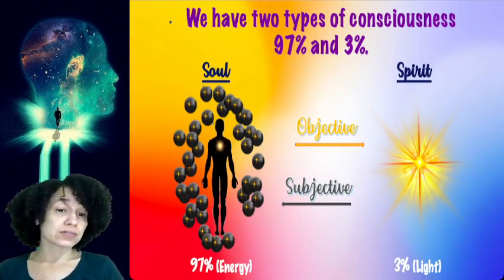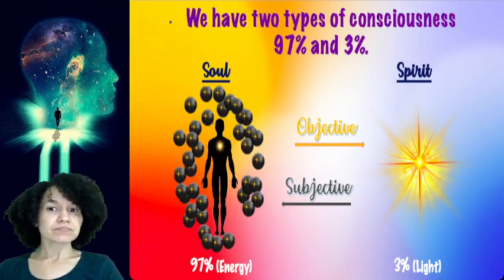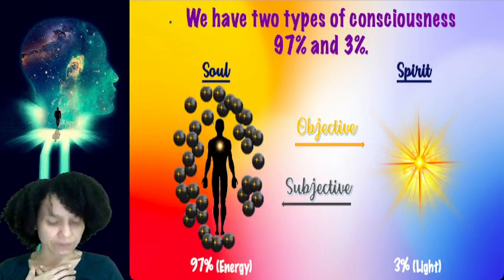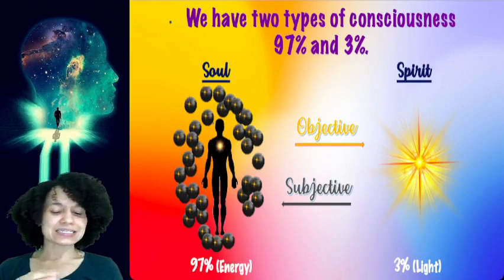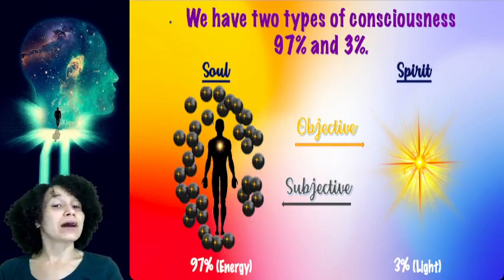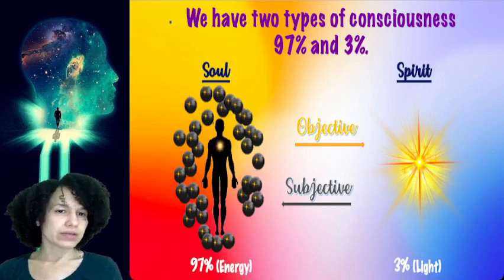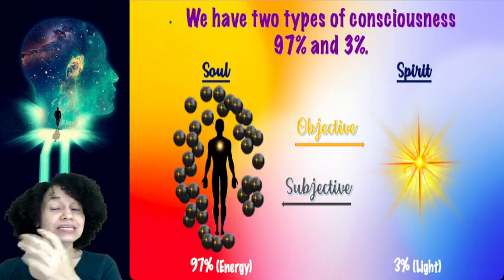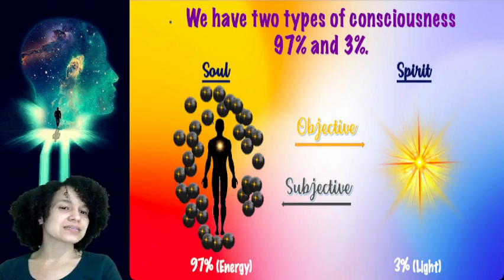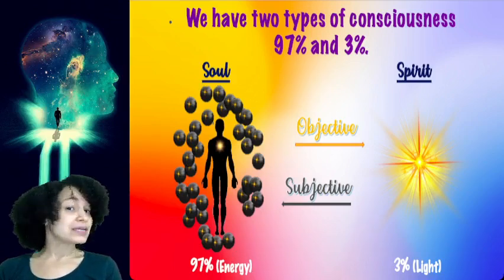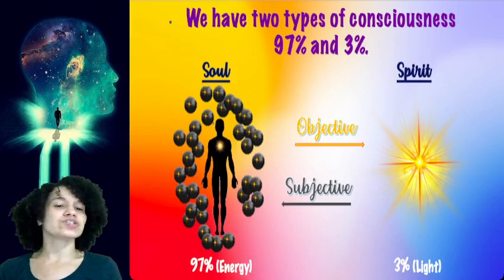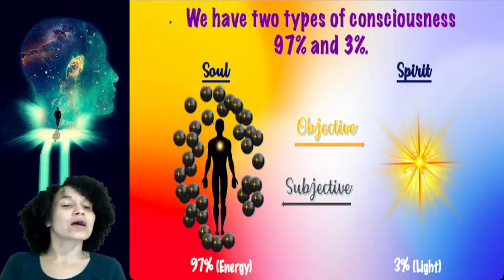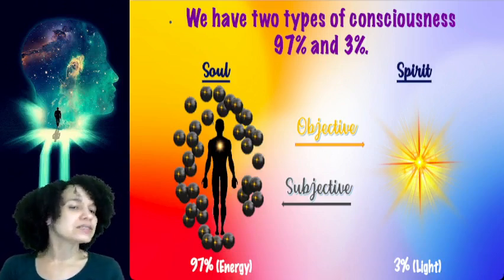The 3% of our consciousness makes up our spirit. And it is, as I was saying, the divine part in each one of us. And since it is not conditioned by the ego, it is self-aware, it is objective, it is wisdom, it is light, it is love. While the 97% of our essence makes up our soul. And it is all the essence and all the energy that is subjective. Since it is subjected, it is trapped and conditioned by the ego.